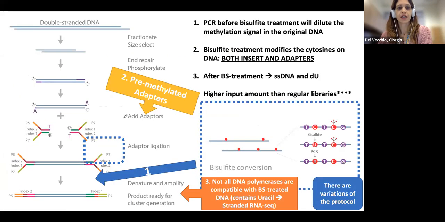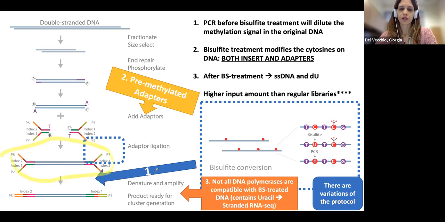So now let's take a look at how the methylation library prep differs from what we saw yesterday. So here on the left, we have the schematic representation of what we saw yesterday. So we have the double-strand DNA to start with, and then we have the fragmentation and repair, A-tailing, adapter ligation, final library.